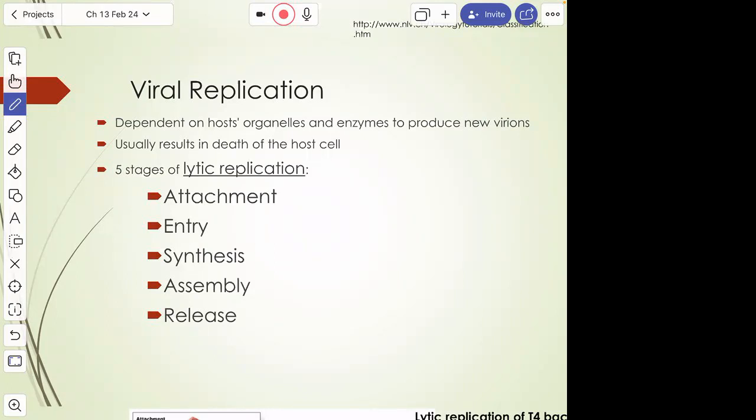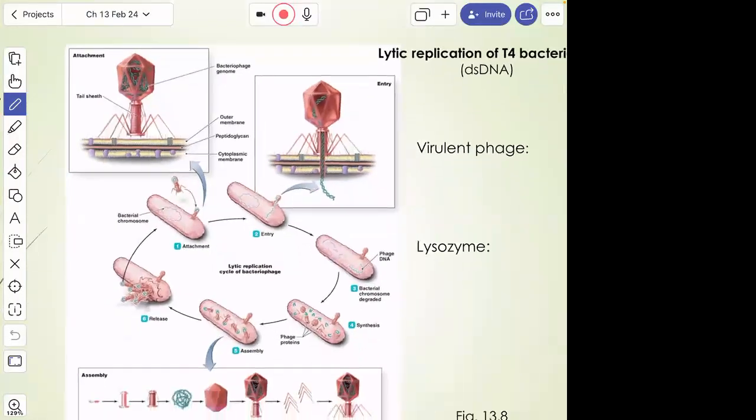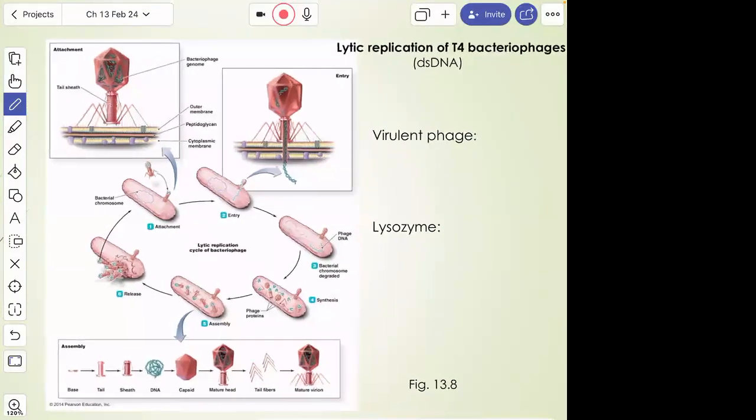Okay, usually any kind of replication is going to result in the death of the host cell. Perhaps not right away, but eventually it would. And in terms of our first kind here, lytic replication, we're gonna describe that in 5 different steps, all right? So your picture in your book goes through this pretty nice little figure here.